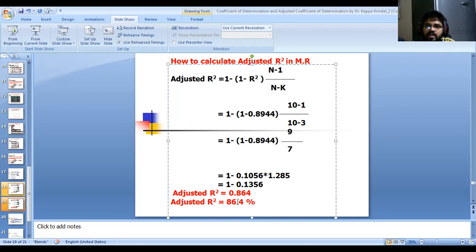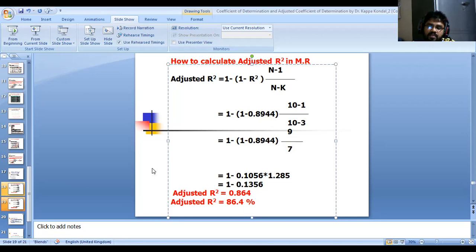When you are doing a multiple regression analysis, you need to represent both the R square value and the adjusted R square. But most researchers concentrate on adjusted R square. So it means that 86% of the variation in demand, quantity demanded, is explained by two variables, that is, price and income.